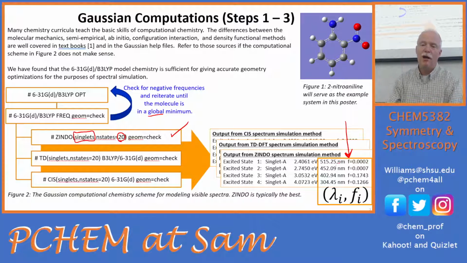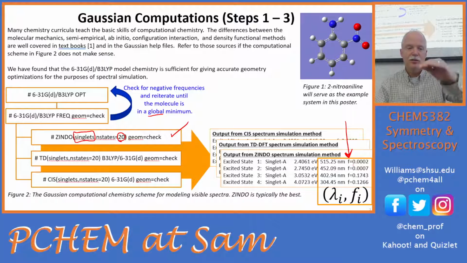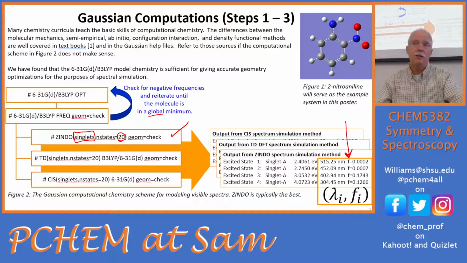If we were to just plot wavelength and intensity, we'd have a stick spectrum, right? But we're going to convolve that with a log normal line shape. So this gets us through step 3. This is the computational piece. Any questions about this? Why not try to do it?